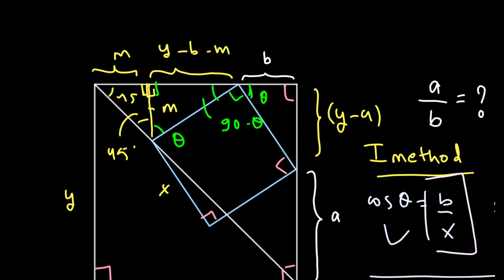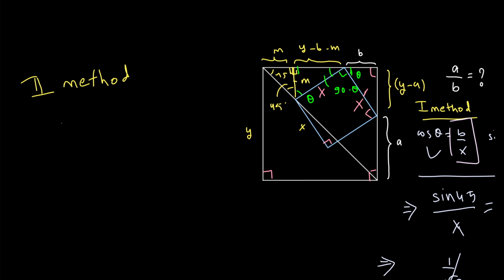Now as these triangles are similar, we can take their sides as ratio. Now according to the correspondence, the ratio of the sides would be like this way. m upon b equals y minus b minus m upon y minus a equals x upon x. Okay, now let us solve this equation. So the first thing that I can see over here is that the third ratio is x upon x, and that is ultimately going to be equal to 1.